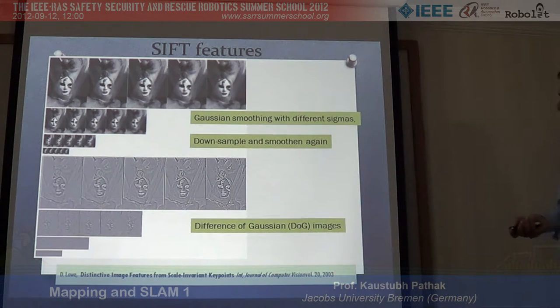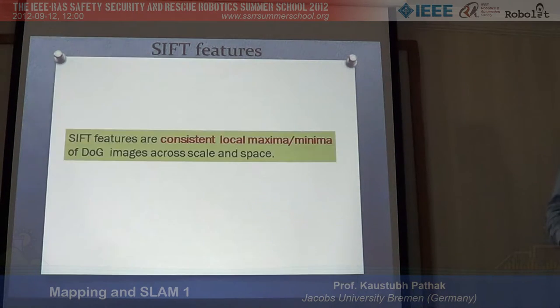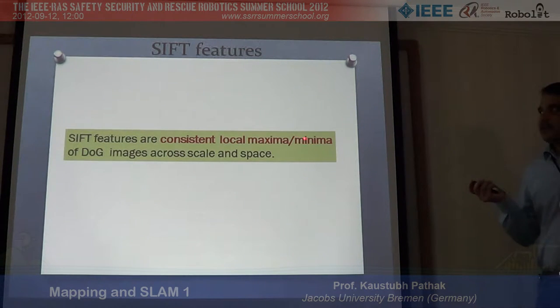you get. And SIFT originally, as most of you might know, was introduced by David Lowe in around 2002-2003. And then SIFT features are basically consistent local extrema of this difference of Gaussian images, which are consistent across scale and space.